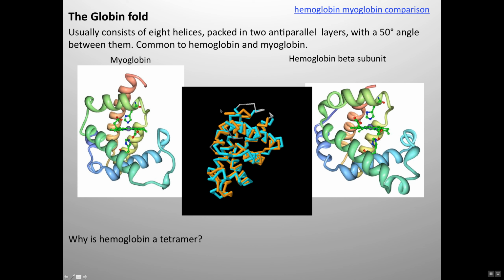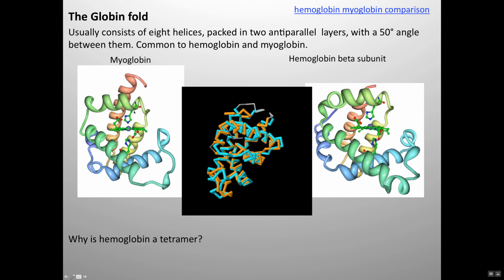So both of them contain this thing called the globin fold. It usually consists of 8 helices, and they're packed in 2 antiparallel layers with a 50-degree angle between them. It's common to hemoglobin and myoglobin, and also a wide range of other proteins with similar function. Neuroglobin would be an example.